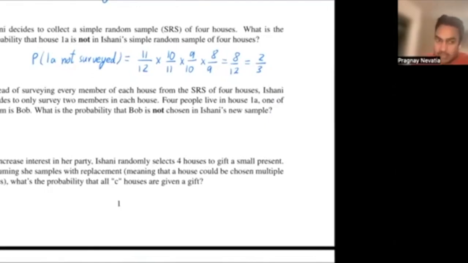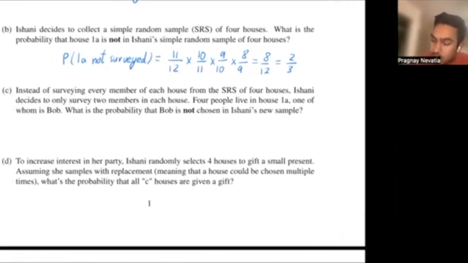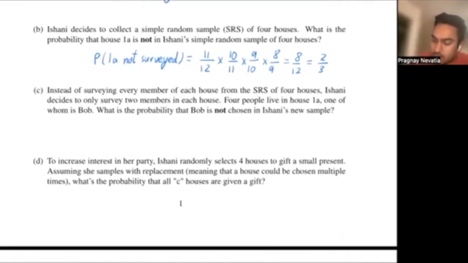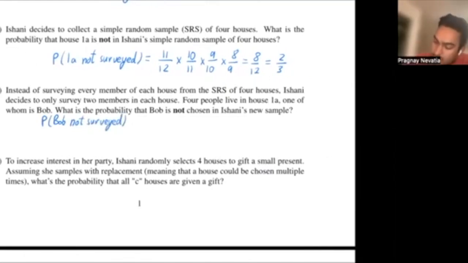So let's try to break this down into words, and then we can fill in the math. First of all, you need to talk about what you're trying to find. So probability that Bob is not surveyed. And we can also write this as 1 minus probability of Bob surveyed.